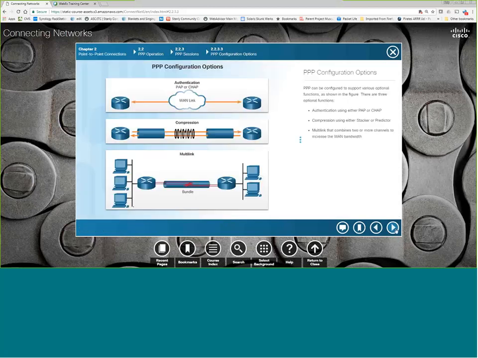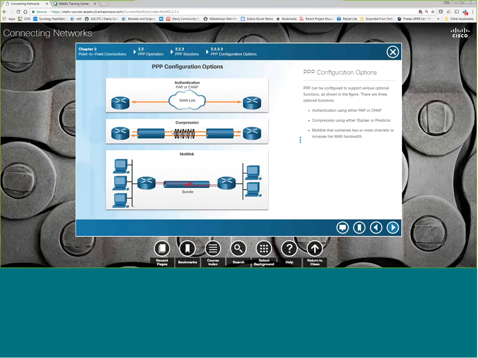And that's because PPP was originally designed for dial-up. So because of that, PPP has some different options. One is authentication, and we'll talk about both PAP and CHAP, but I'll just tell you real quickly, PAP is not secure because it sends the username and password in clear text. CHAP is secure because it doesn't even send the password, it only sends a hash across the link.